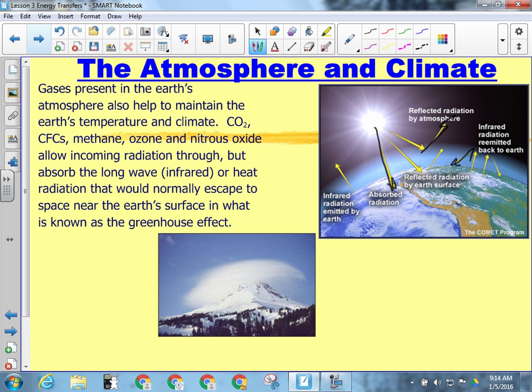Right? Is there an example somewhere that we've seen of a greenhouse effect that might be out of control? I'll give you a hint, it's not on Earth. Is there a planet in our solar system that has a really out of control greenhouse effect? Venus, yeah.